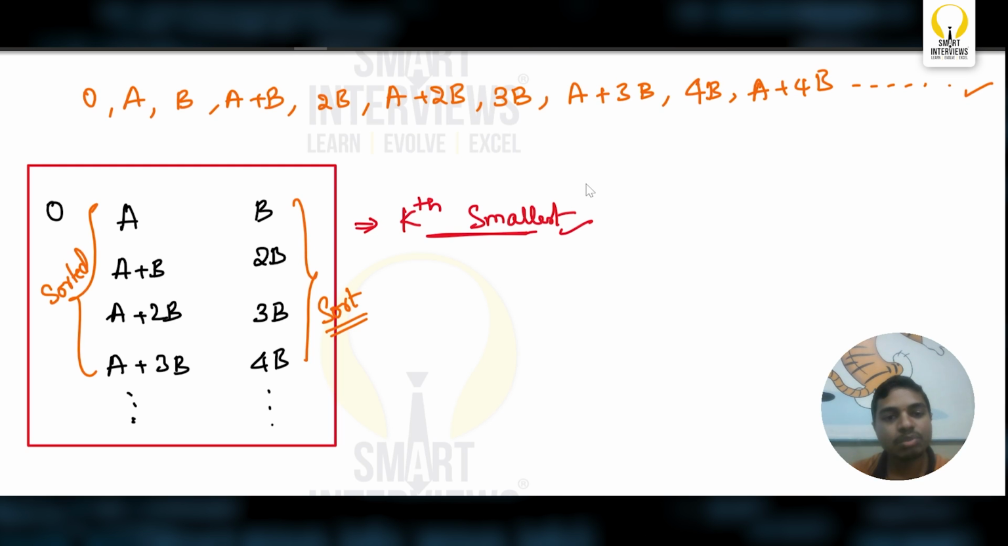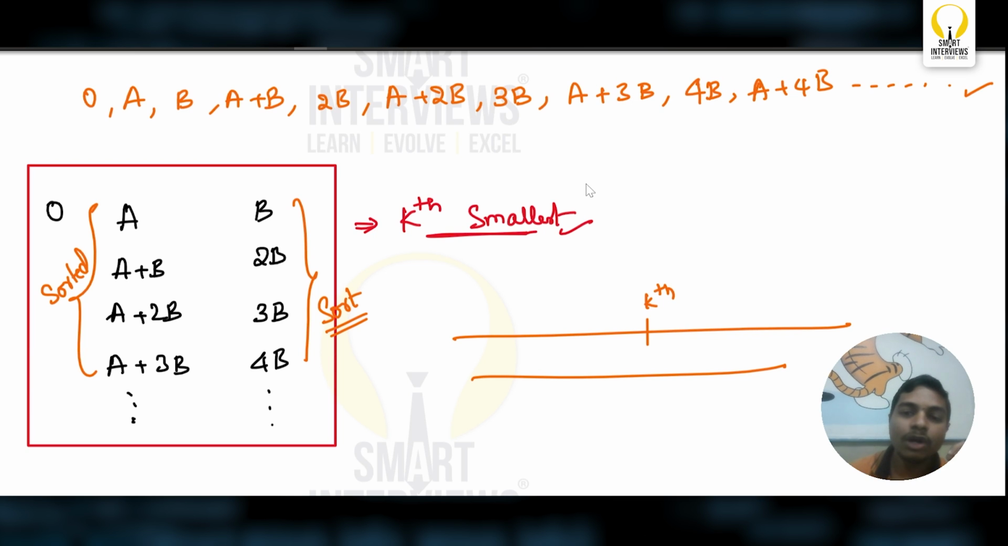If I want the kth smallest element, let us say this is my entire array, and this is the kth smallest element. If this entirely is sorted, is it difficult to find the kth smallest element? Can I just simply say on the left, k minus 1 elements will be present? Yes, k minus 1 elements will be present.